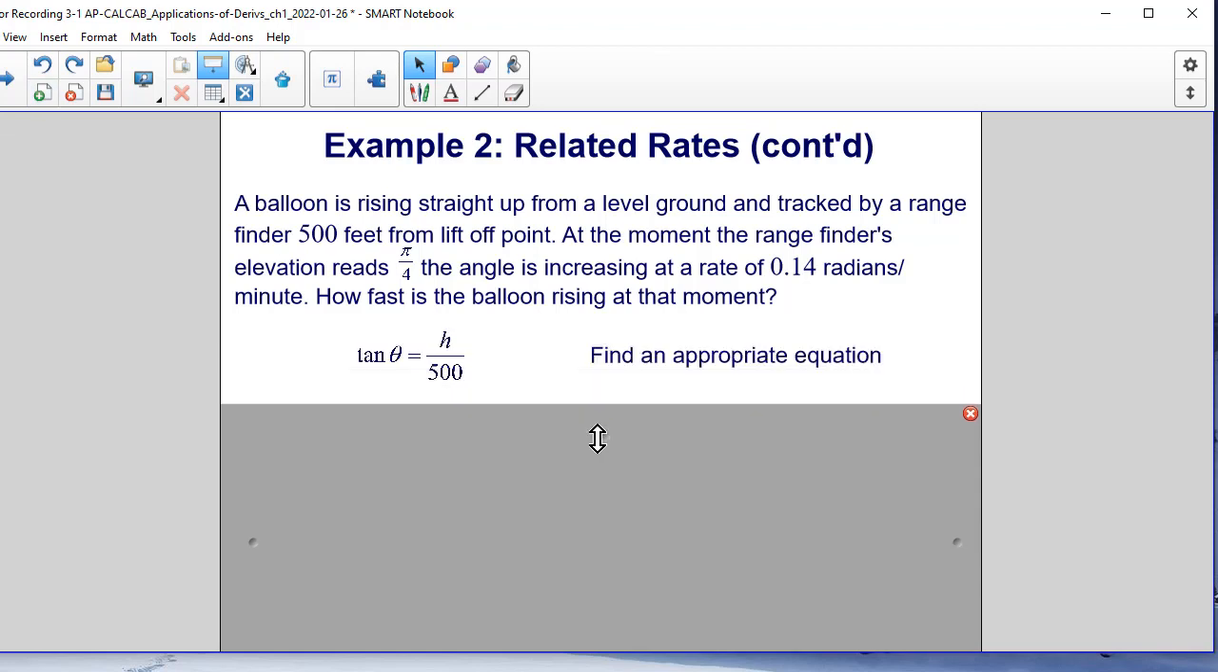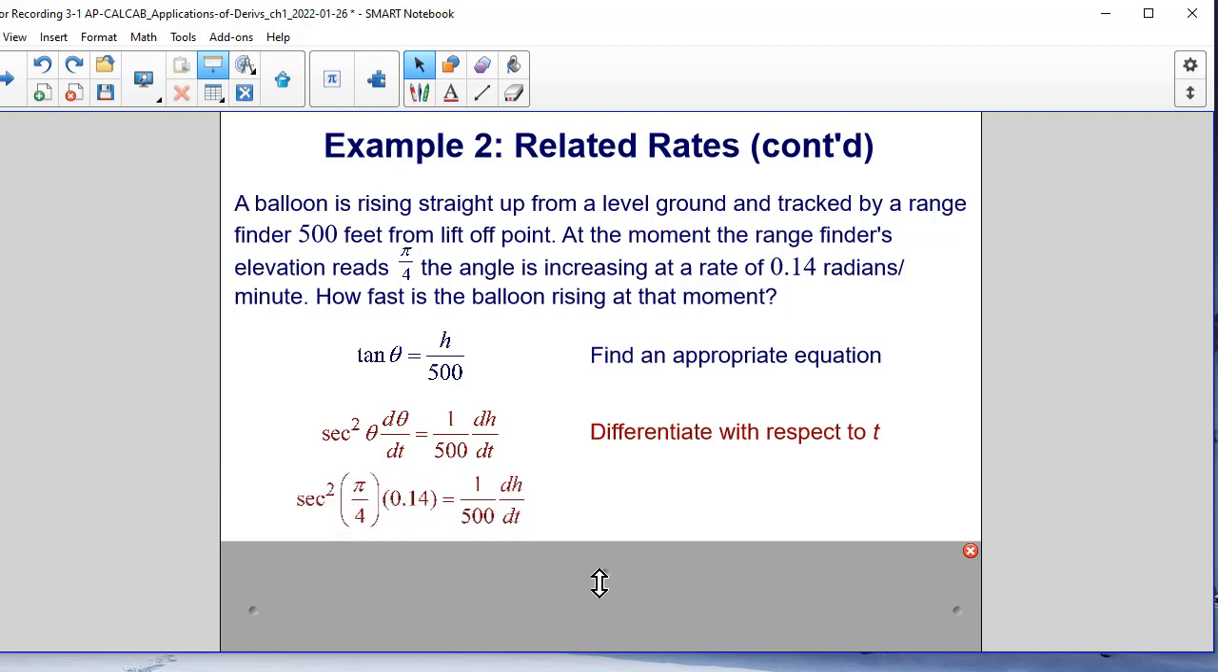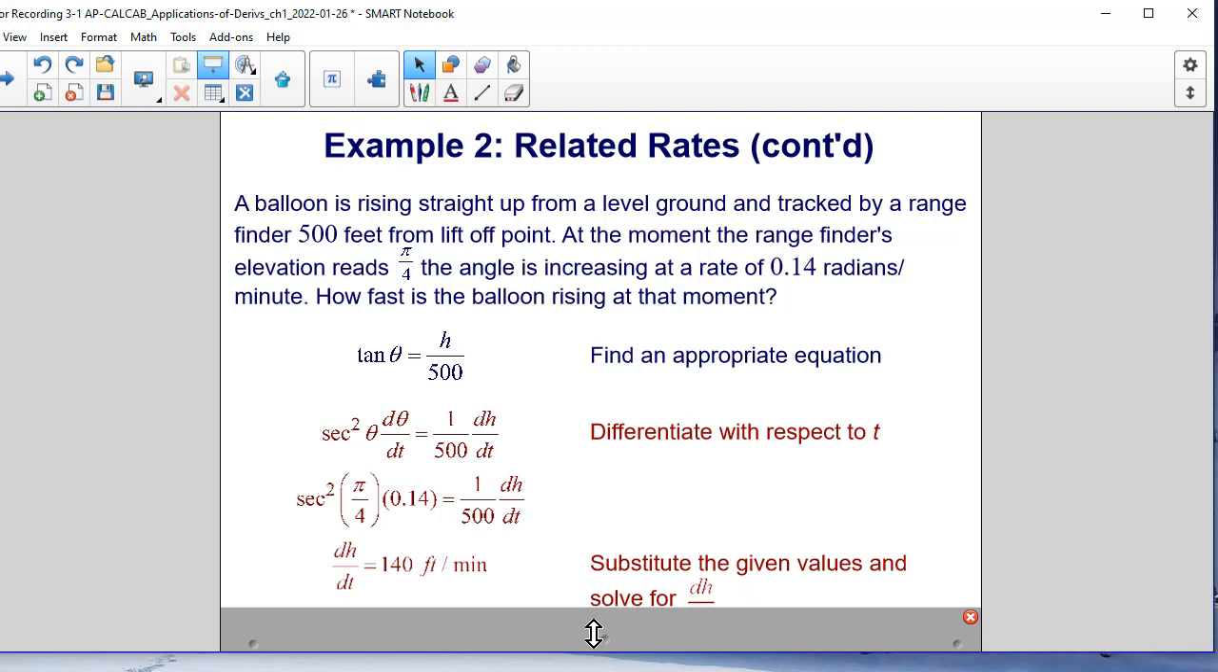The derivative of the tangent is secant squared theta times d theta dt. That's the implicit differentiation part. And h over 500 has a derivative of 1 over 500 dh dt. There's certain values that we know. We know theta, we know d theta dt, so we can plug those in, and the secant squared of pi over 4 times 0.14 equals 1 over 500 dh dt. When we solve for dh dt, we're going to get 140 feet per minute. That's our change in height.